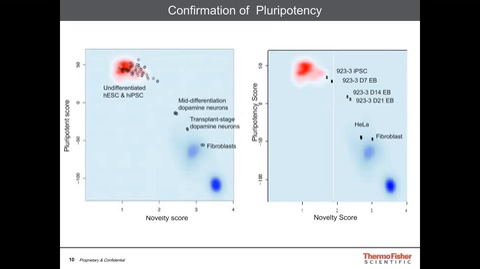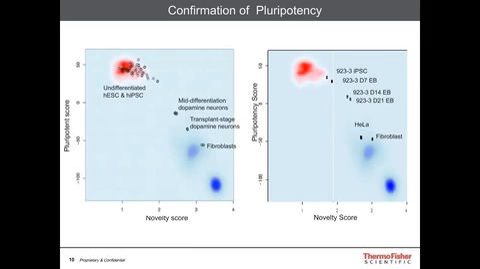Here are the PluriTest assay results from a number of different cell types and cell states. For example, on the left panel, we have a bunch of undifferentiated ESCs and PSCs that are clustered at the very top. Pluripotency score decreases with a simultaneous increase of novelty score as stem cells undergo differentiation.